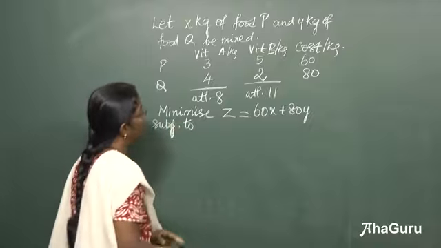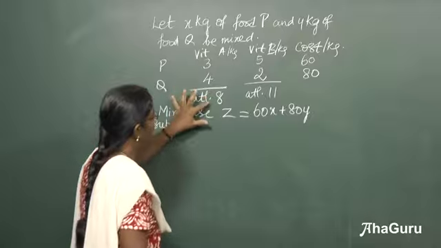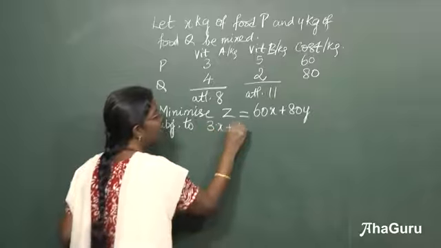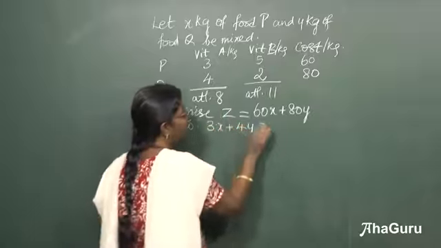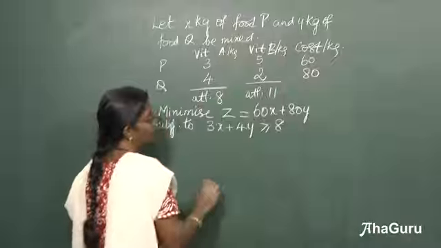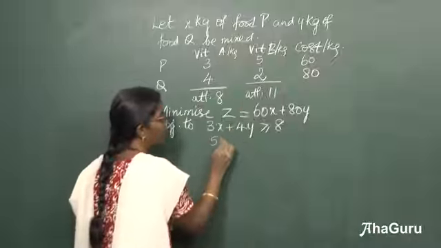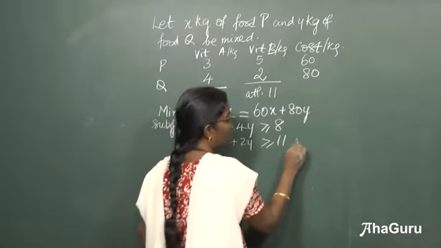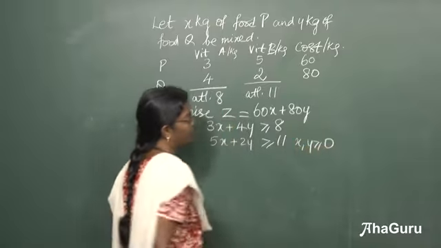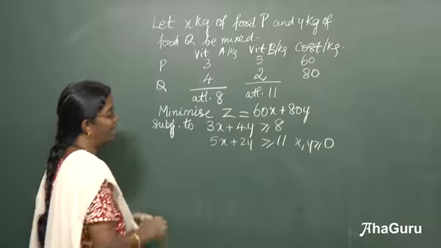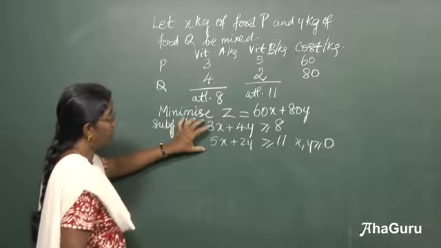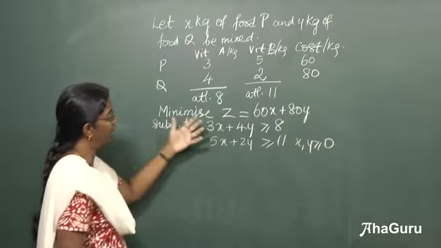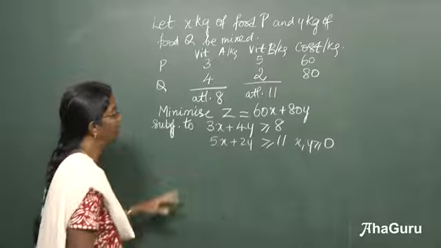write the linear inequalities one by one. The mixture has to contain at least 8 units of vitamin A. So, first inequality will become 3x plus 4y greater than or equal to 8, and here it is 5x plus 2y greater than or equal to 11, and of course, x and y both will be positive, right. So, this is the actual linear programming problem. We have to draw these two inequalities. After that, find out what is the region, vertices, then find out what is the minimum value for Z.